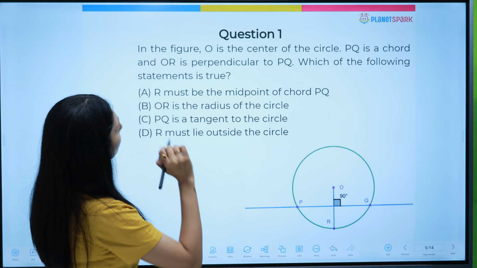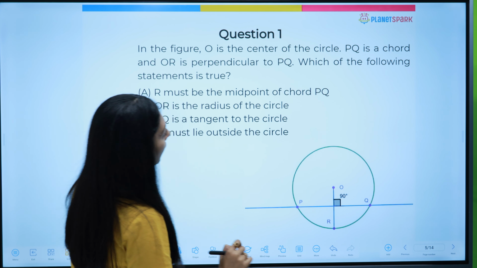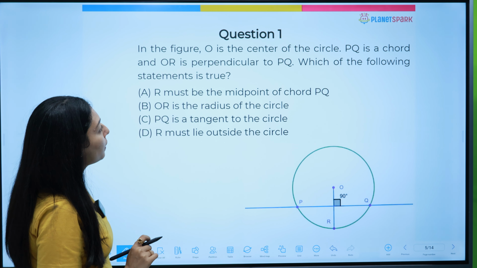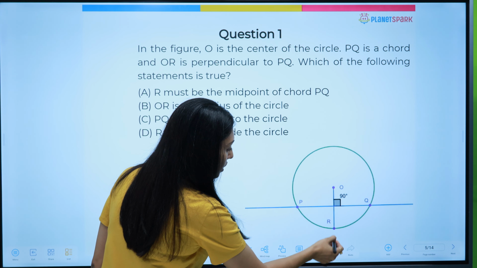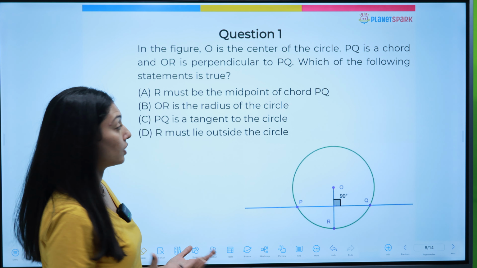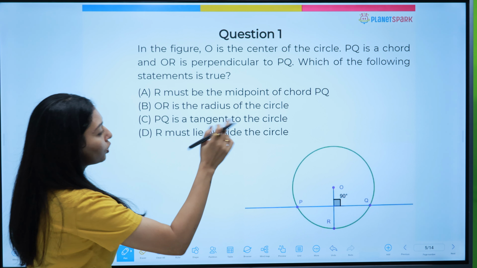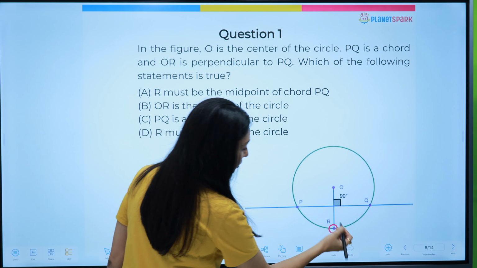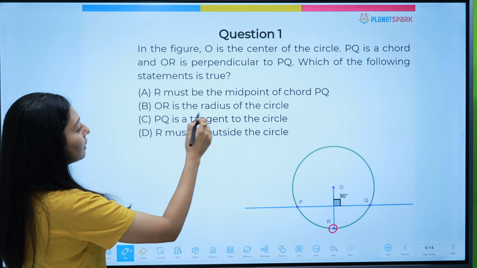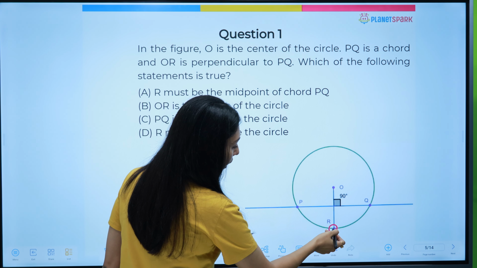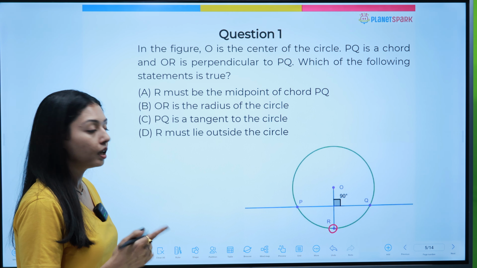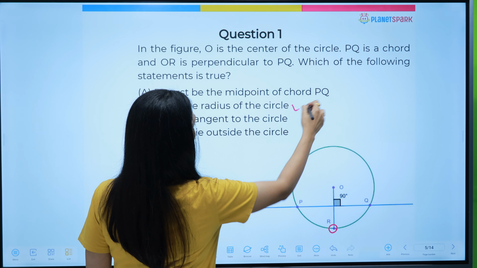First one. In the figure, O is the center of the circle. PQ is a chord. Here we have a chord, right? OR is perpendicular to PQ. This is OR which is perpendicular to PQ. Which of the following statements is true? Let's just see. R must be the midpoint of the chord PQ. This R. Is it the midpoint? It's not even on the chord, right? Then OR is the radius of the circle. O and R. O is the center, R is the point on the circle, on the circumference of the circle. So will that be a radius? Yes, that will be a radius.